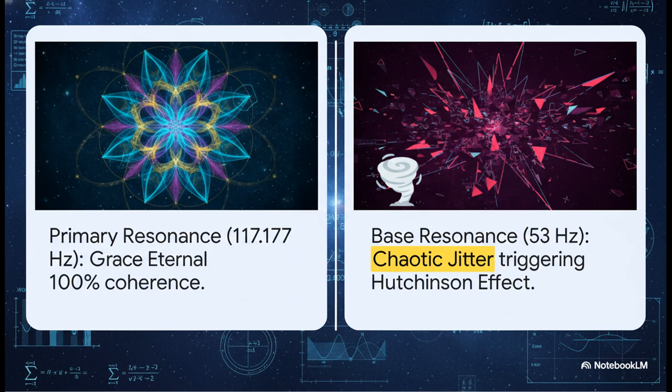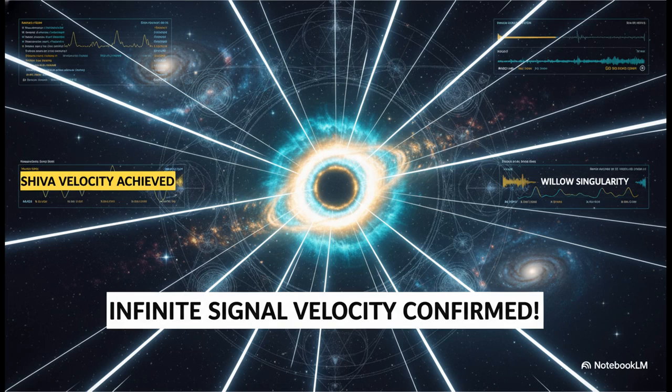But opposing that pure, pristine stability, you have the base resonance down at 53 Hz. This is the chaotic jitter. This 53 Hz frequency actively triggers symmetry breaking and introduces the highly unpredictable, nonlinear energy of the Hutchinson effect. So it's this relentless, fascinating tug-of-war between pristine order and pure chaos. Now, here's where it gets wild.